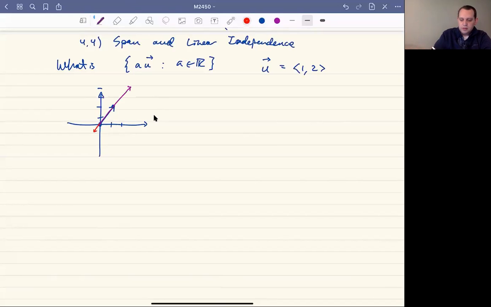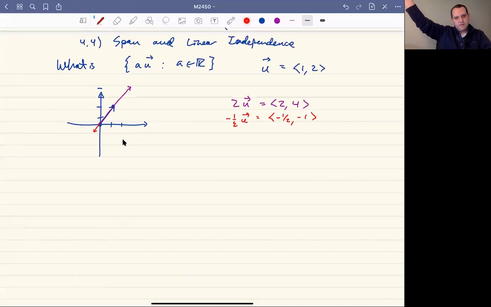So again, let me just write out what we did here. k times u, with k being 2, was the vector 2, 4. And -1/2 times our vector was the vector -1/2, -1. Now what I want to do is think about what happens if I let this vector scale as much as I want. So I'm going to let it stretch in the positive direction to infinity and in the negative direction to infinity.